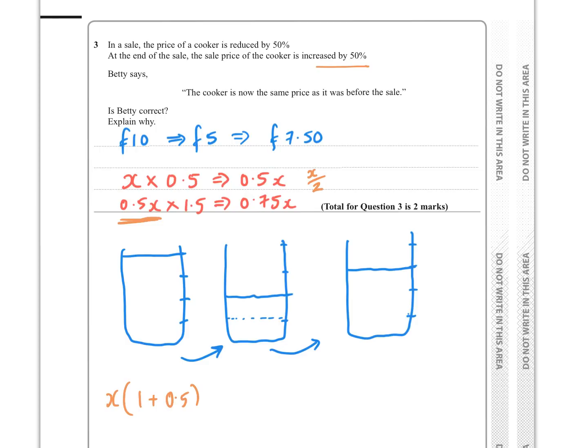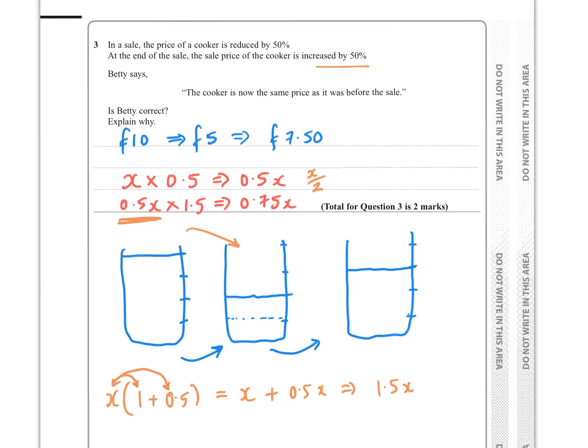And if you're not sure about that, then look at it as 1 plus 0.5. When you multiply this bracket, you'll have 1 times x, which is what you started with, the price of the cooker, for example, and if you times it by 0.5 and added it to what you had before, you would end up with your original plus half as much, which gives you 1.5x.